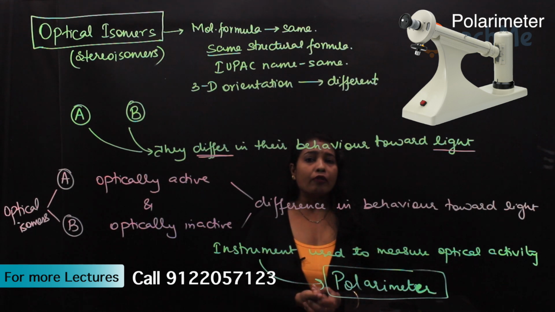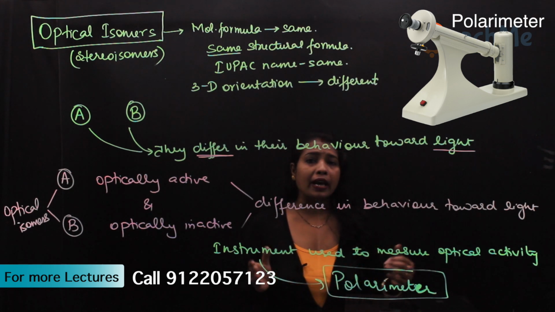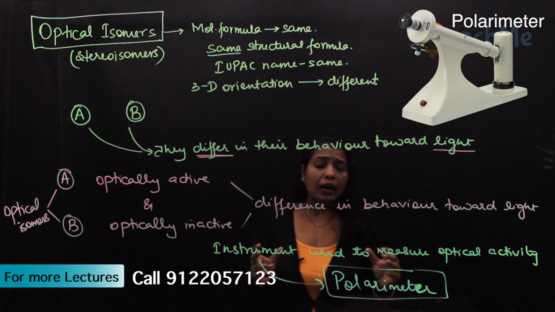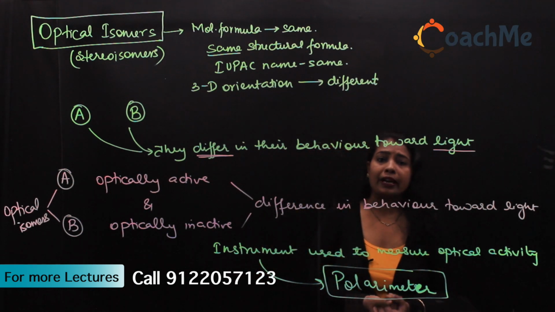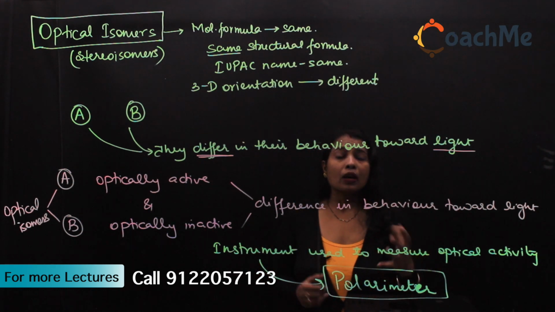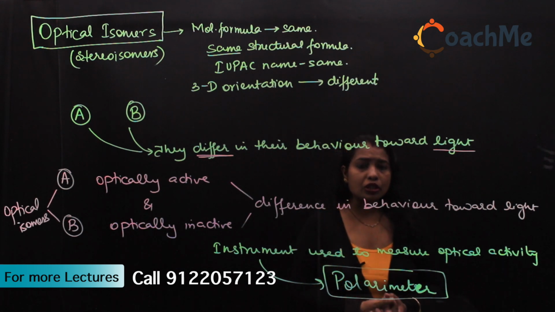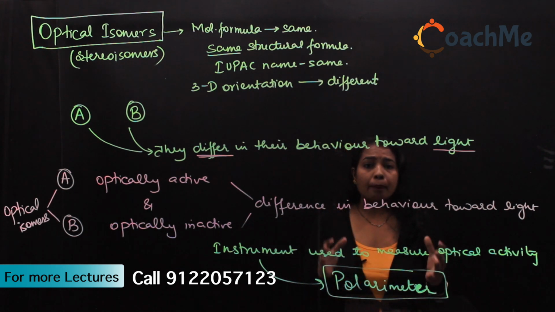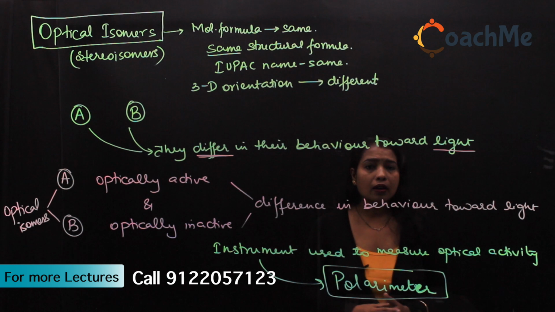For that, we will see the experimental setup, how a polarimeter works, what observations we get in the polarimeter, and how we interpret those observations about the optical behavior of the light.